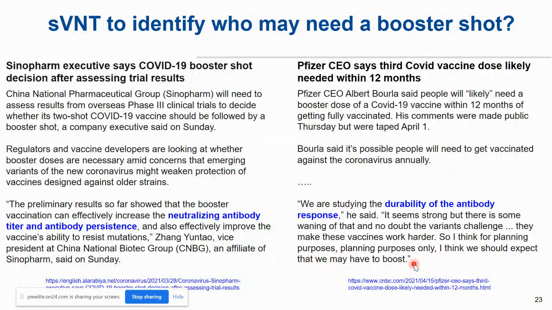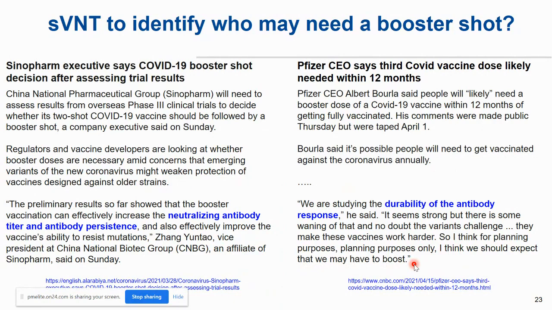So people often ask, if my antibodies will decline, how can I understand who and when needs my booster shot? I think the Sinopharm executive and also the Pfizer CEO already declared that a third COVID vaccine dose will likely be needed within 12 months. So basically, the general population may need to have another jab after 12 months.